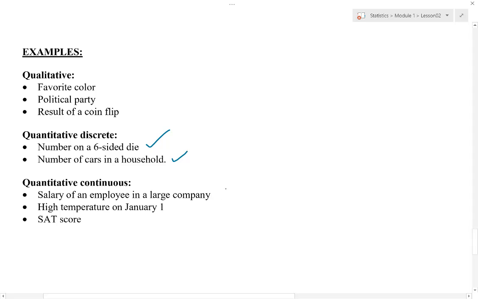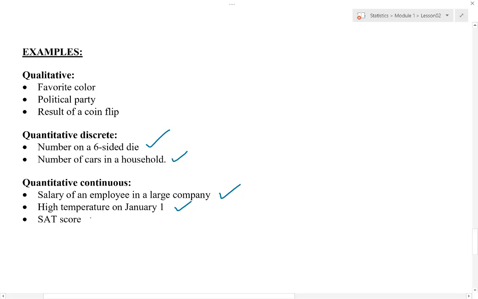Quantitative continuous: salary of an employee in a large company. High temperature on January 1st. The temperature can be a huge range of values, especially if you go down to, say, tenths of a degree. You can't list all the possible values. You can't make a list of them.